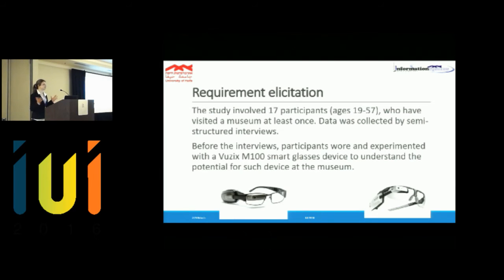To find these requirements, we did a study with 17 participants. We did interviews with them. The ages are from 19 to 57, and each visitor had visited a museum at least once. Before each interview, we gave the participants a Vuzix M100. This is a head-worn display, similar to Google Glass. We can see two pictures of these glasses. Each participant wore it and experimented with the glasses to understand the potential of such a device in the museum.